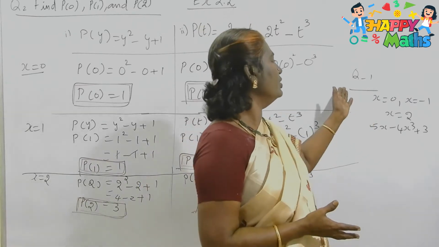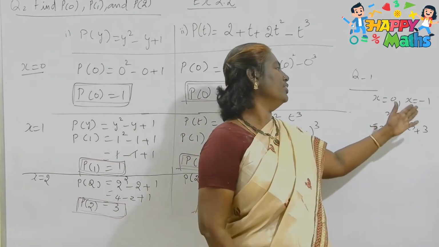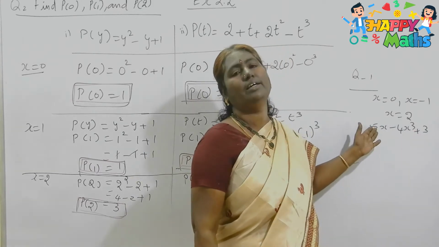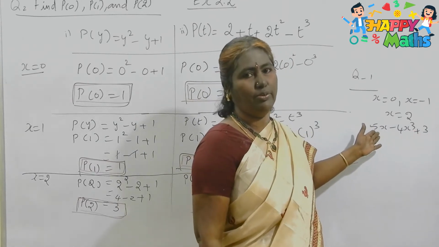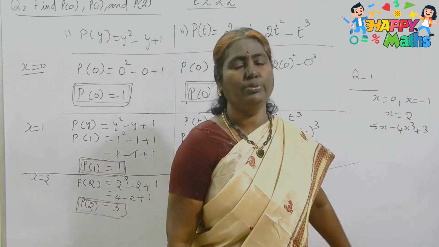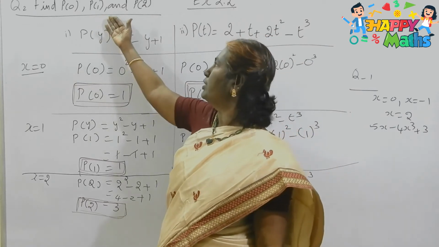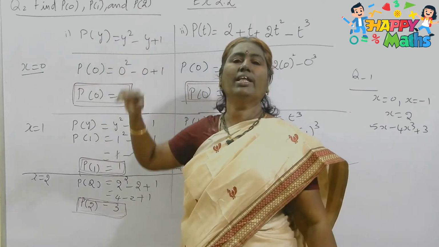See, what is question number 1? x equal to 0, x equal to minus 1, x equal to 2. You have to substitute in this trinomial, yes or no? So that is question number 1. What is question number 2? Find P of 0, P of 1 and P of 2. Then why did they give it like that?